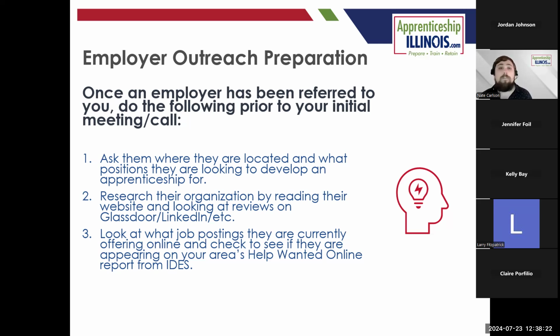Employers may tell you this right off the bat. They may say, hey, we want to do a program for CNC operators. And you say, okay, great. And now you know. Or they may not be upfront about that. But we're not only going to pursue apprenticeships for the initial occupations they tell us. And if they don't tell us, that doesn't mean we don't have anything to go on, because we can research their organization by reading their website, looking at reviews on Glassdoor, LinkedIn, try to get a feel for the company culture.